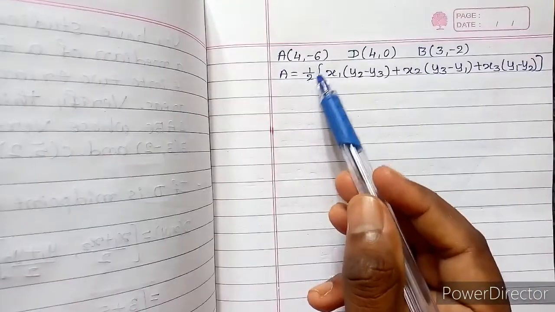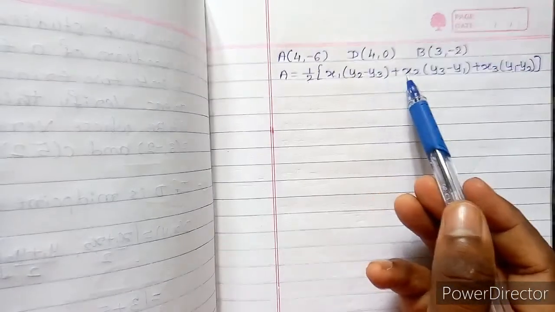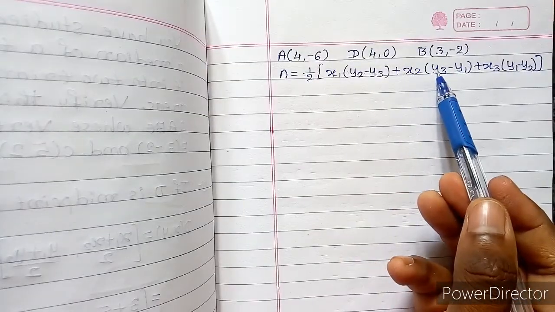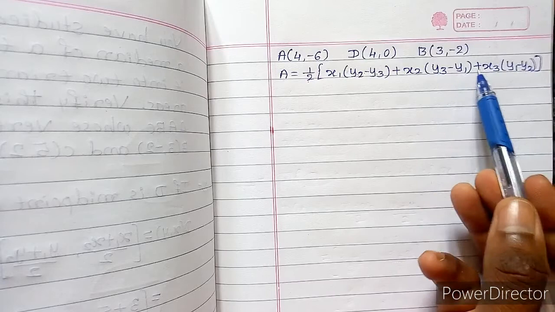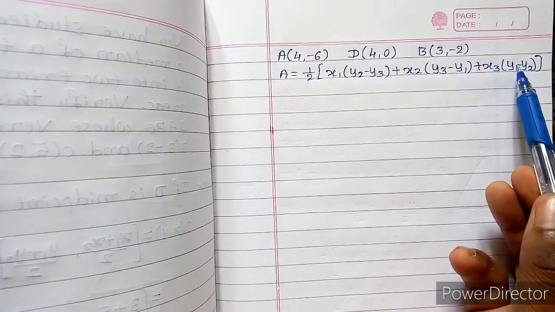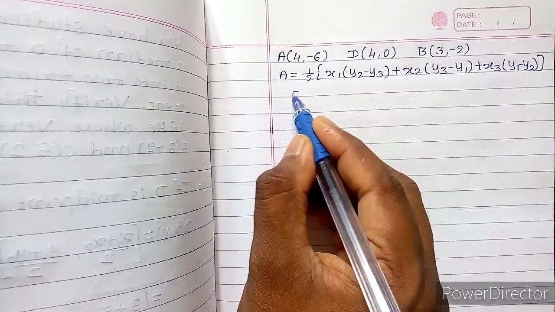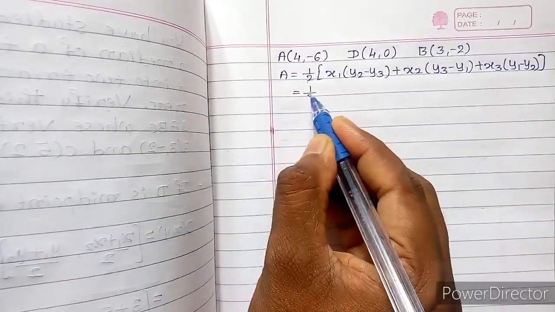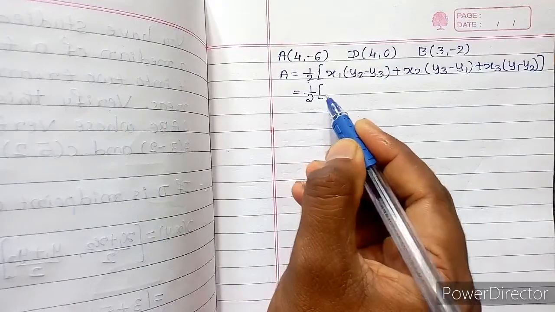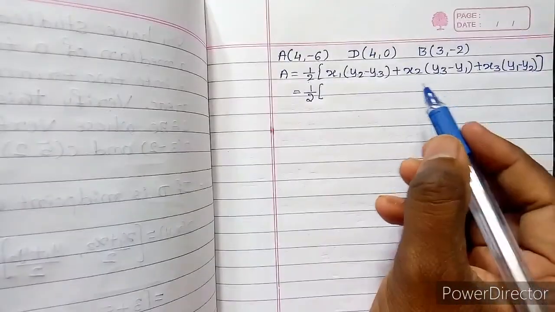that is, area of a triangle is equal to half into bracket x1 into bracket y2 minus y3 plus x2 into bracket y3 minus y1 plus x3 into bracket y1 minus y2. Now we have to put the values of x1 y1, x2 y2 and x3 y3 in this formula.